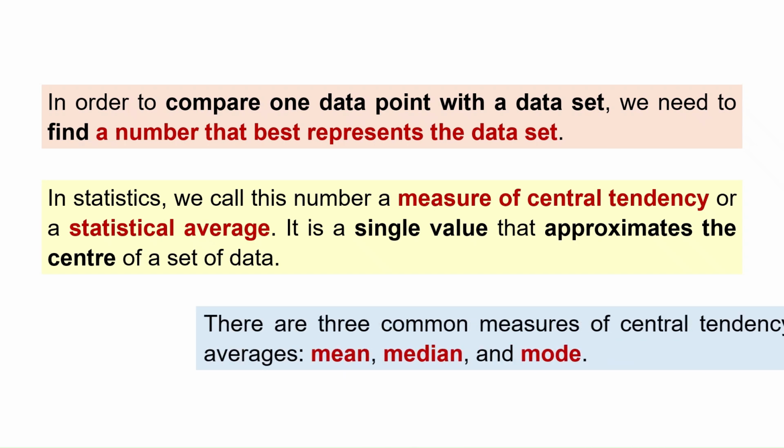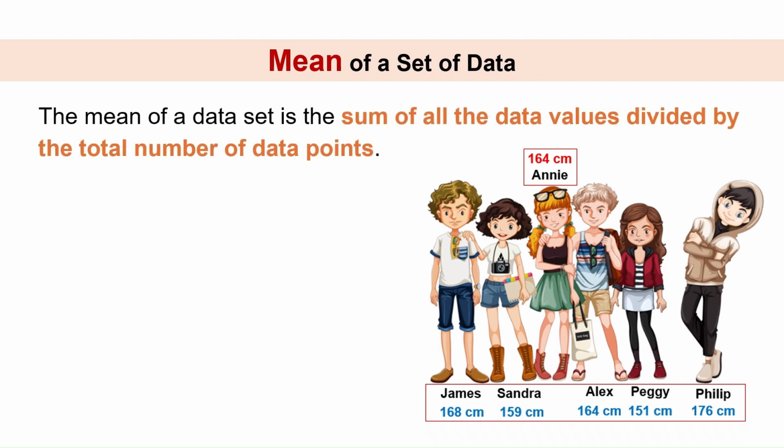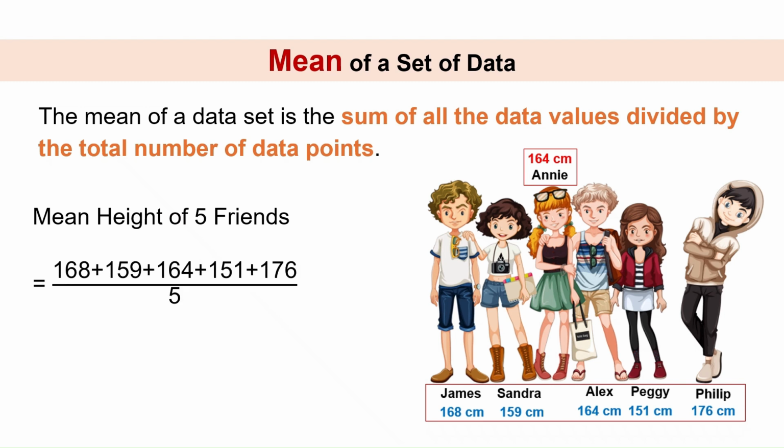There are three common measures of central tendency or statistical averages: mean, median, and mode. The mean of a data set is the sum of all the data values divided by the total number of data points. To find the mean height of Annie's 5 friends, we simply sum up all their heights and divide by 5, since there are 5 data points. This gives a mean height of 163.6 cm.